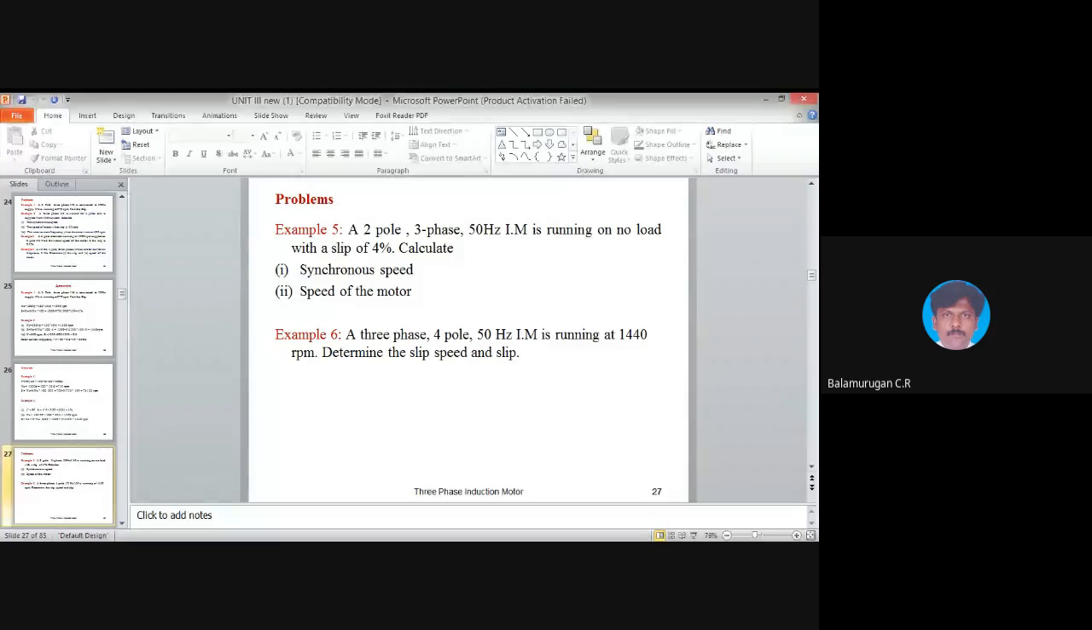For the third phase, Vm sin omega t minus 240, or plus 120. You can have another equation also, Vm sin omega t plus 120. You can use any equation. This is for R phase, this is Y phase, this is B phase. So this is a voltage equation. Similarly, you can write the current equation also: Ia equal to Im sin omega t, Ib equal to Im sin omega t minus 120, Ic equal to Im sin omega t minus 240.